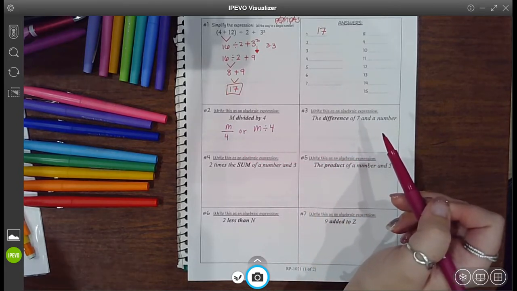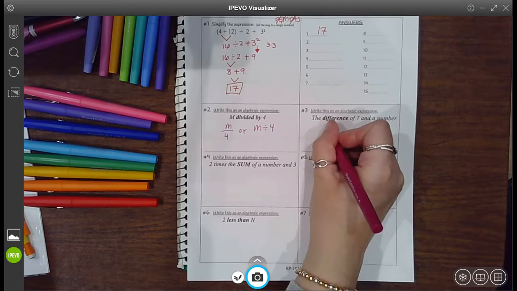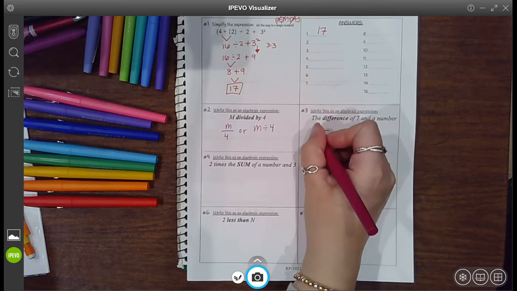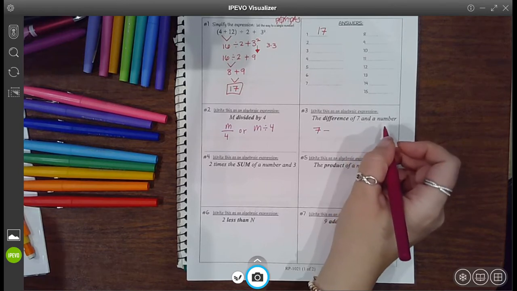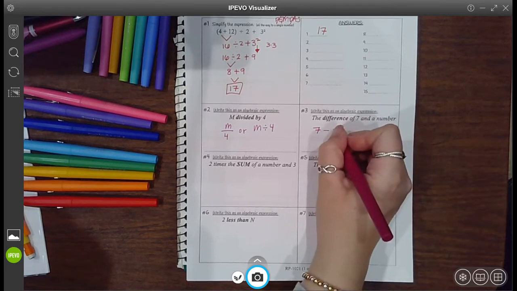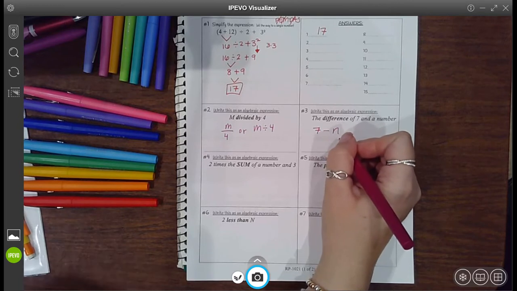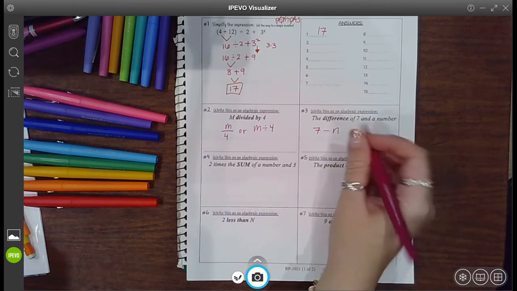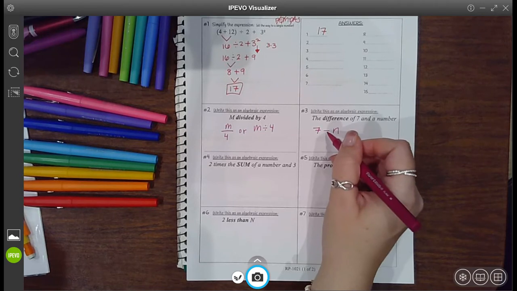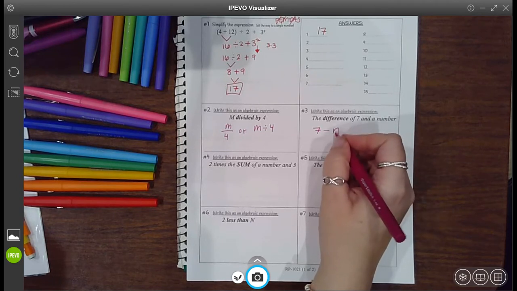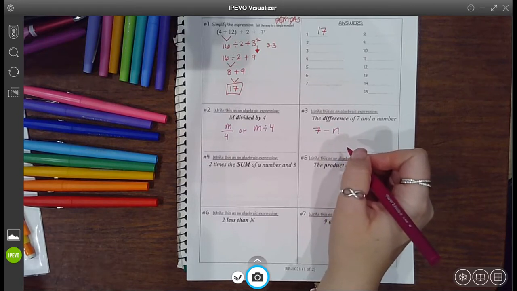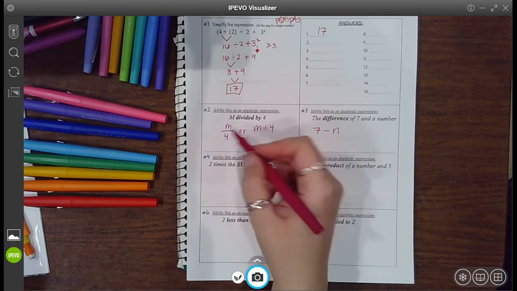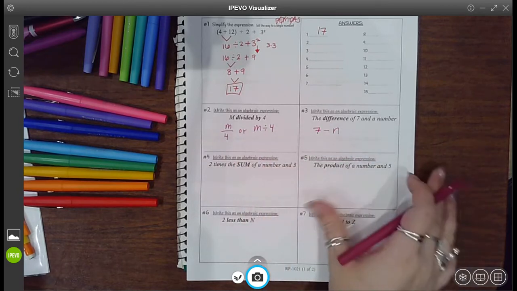Okay, for number 3, it's saying the difference, so minus. Whatever comes first comes before the subtraction sign, 7, and whatever comes after the word and, a number, we don't know what it is. So you could say n or x or y, any variable to represent that. And this is the only order, 7 minus n. Because let's say this n was 1, 7 minus 1 is very different than 1 minus 7. So when you're subtracting or dividing, the order matters. 7 had to come first. m had to go on top or come first.